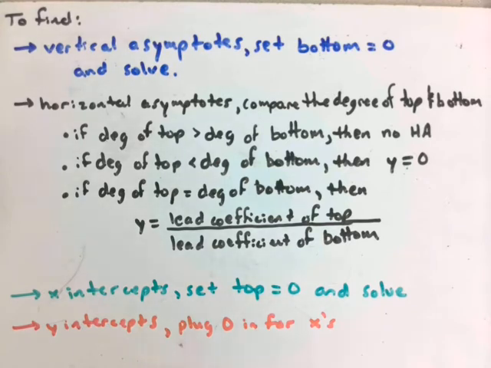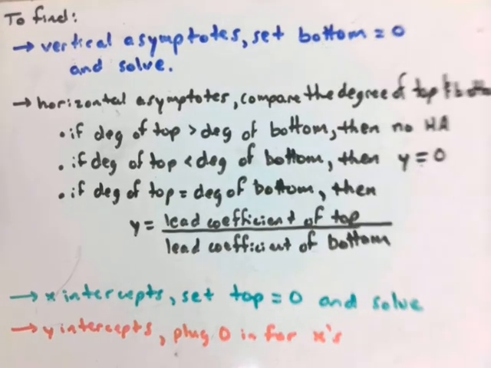To find a vertical asymptote for a rational function, just take the bottom of the fraction, set it equal to 0, and solve. That will give you your vertical asymptotes. Horizontal asymptotes, we need to take a look at the degree of the top and the degree of the bottom of our rational function. By comparing them, we have three different rules, depending if the degree of the top is greater than the degree of the bottom, less than the degree of the bottom, or equal to the degree of the bottom. We have three different scenarios that happen there. When you find x-intercepts in a rational function, you can set the top equal to 0 and solve. And for your y-intercepts, we can just plug in 0 for all of those x's, and that will give us the y-intercepts.